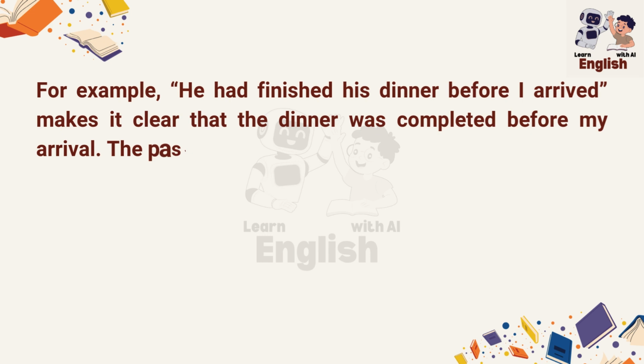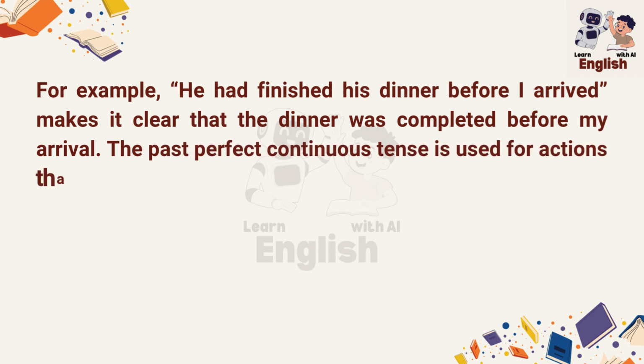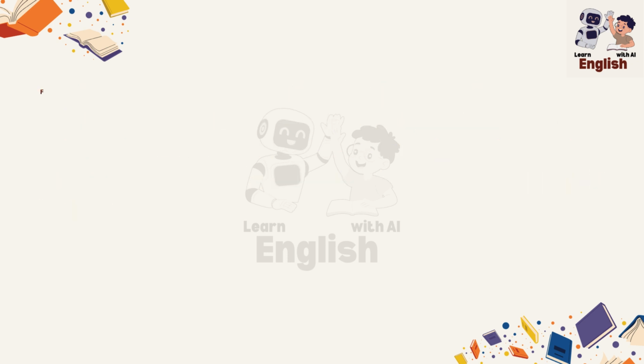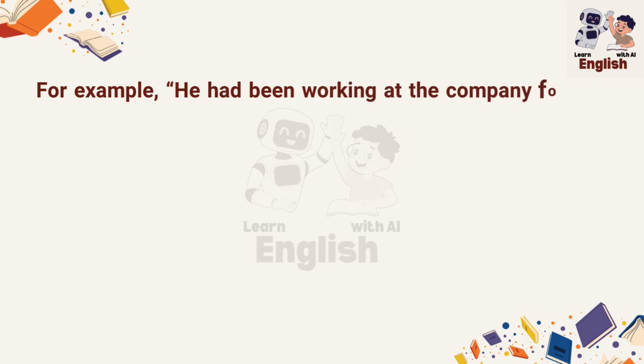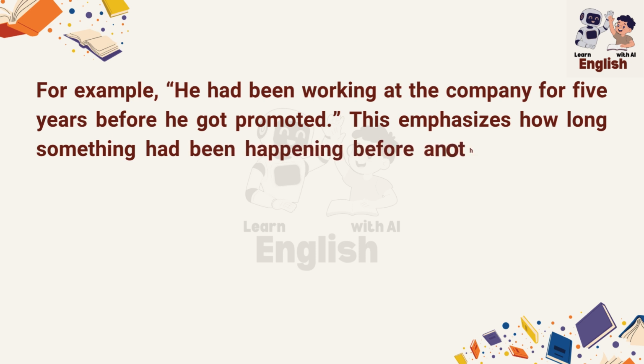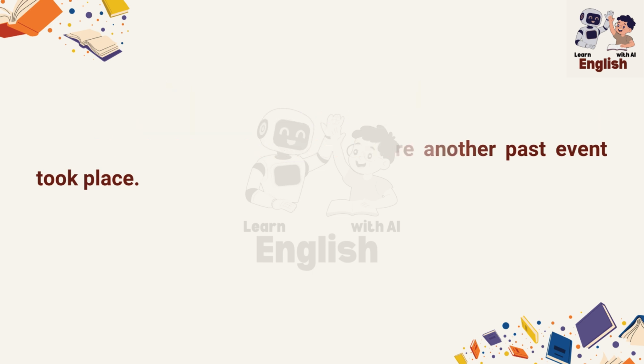The past perfect continuous tense is used for actions that were happening for a duration before another past event in the past. For example, he had been working at the company for 5 years before he got promoted. This emphasizes how long something had been happening up to a specific point in the past.